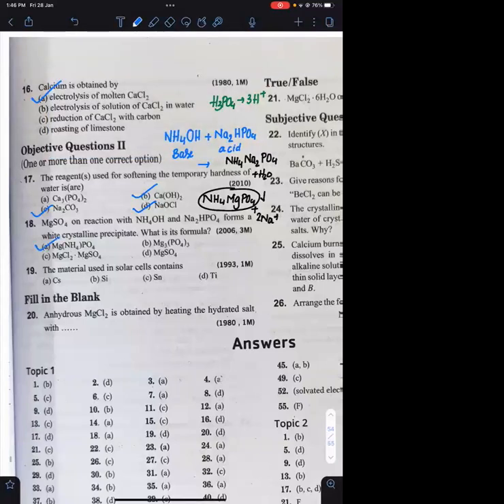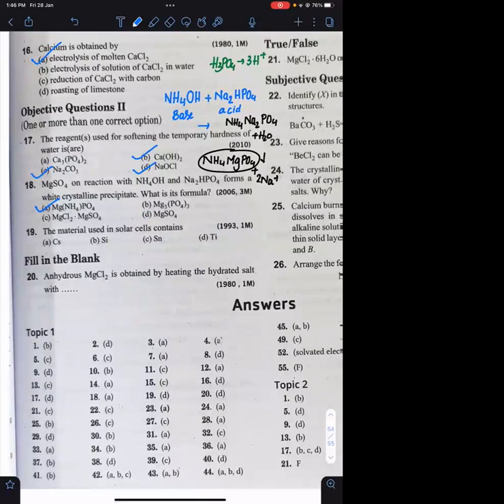Option A. Is that clear? Okay, I hope every one of you knows this information.